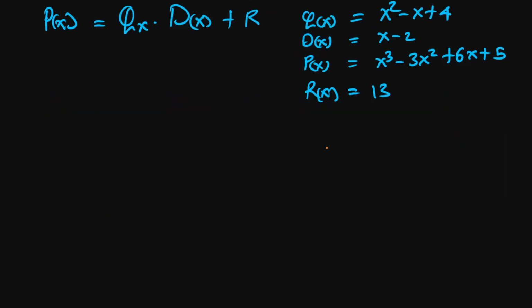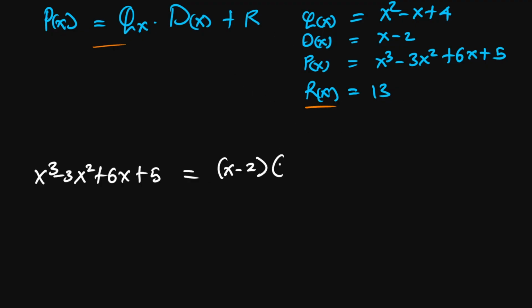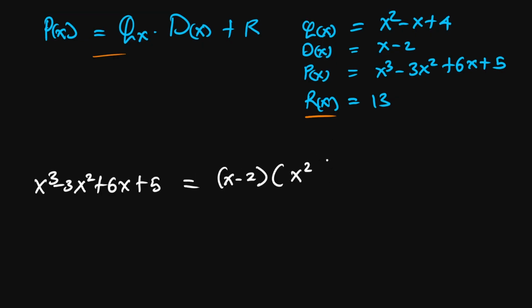Just to test. Let's substitute this information in this division algorithm equation. We have our polynomial, which is x cubed minus 3x squared plus 6x plus 5. And the product of the divisor and the quotient, our divisor is x minus 2 times our quotient, which is x squared minus x plus 4. Then plus the remainder, which is 13.